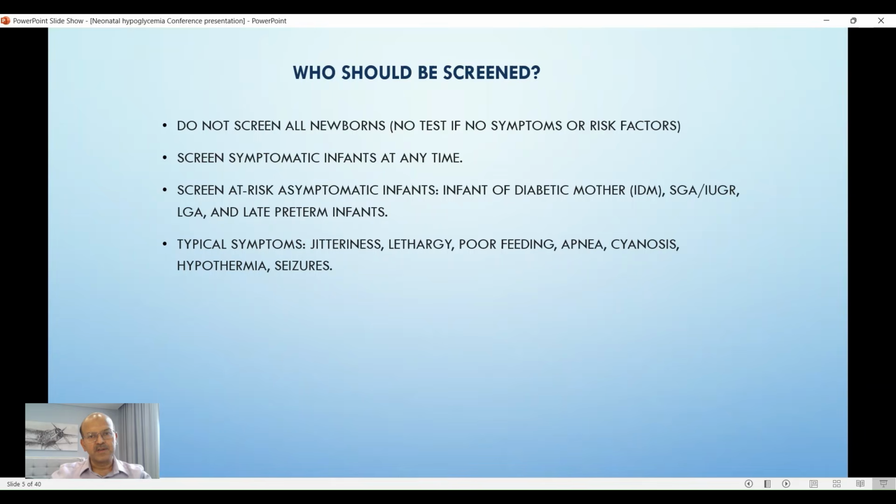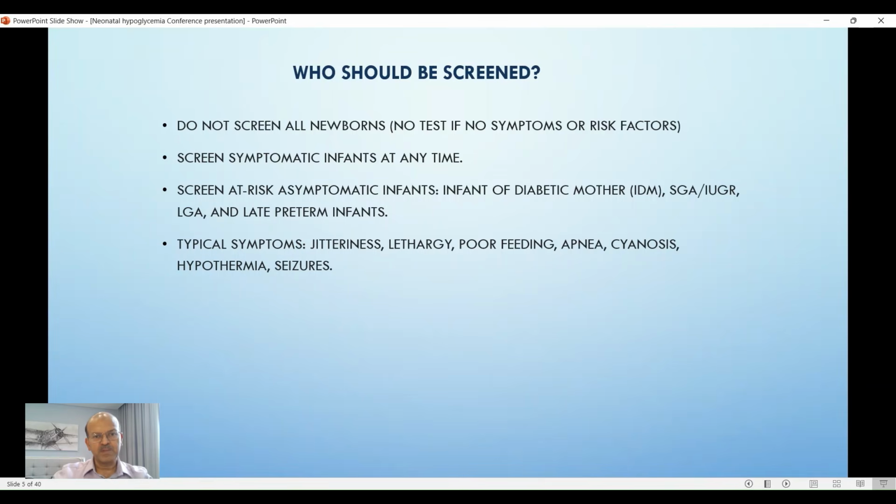In terms of whom to screen, all of us who deal with newborns who have just delivered in the hospital need to be aware of which babies need to be screened. So do not screen all the newborns. That means there is no test if there are no symptoms or no risk factors. This is because if you test unnecessarily, the physiologic nadir will be picked up and you'll end up treating the babies unnecessarily, either with introducing formula feed or separating the mother and the baby for treatment.